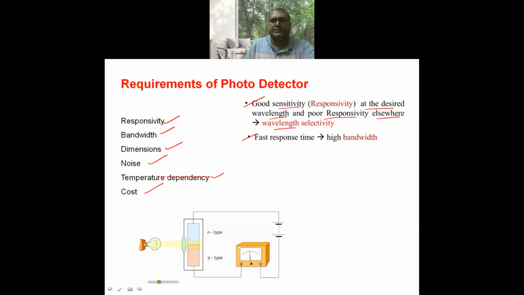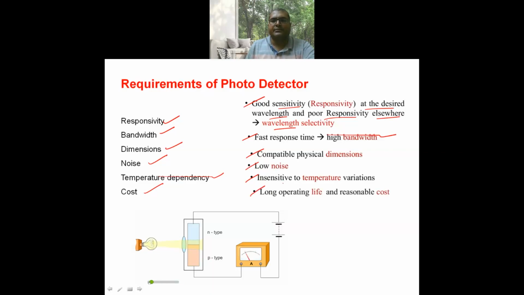A photodetector should have a fast response time and high bandwidth, and compatible physical dimensions. It should offer low noise, be insensitive to temperature variations, and have a long operating life and a reasonable cost. You can observe how an incident photon can be converted into electrical current.